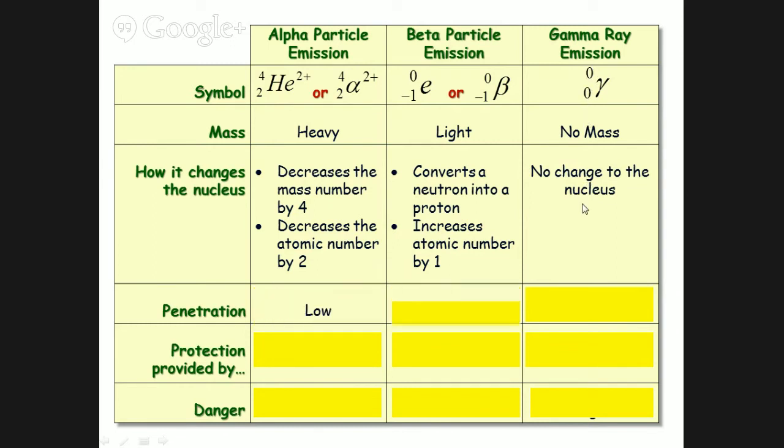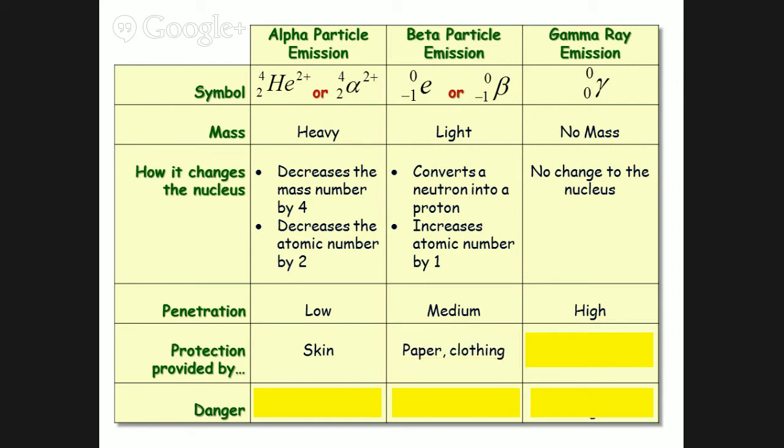Hence, both those are zeros. In terms of penetration, again, all we really care about is which ones penetrate the most, meaning can go through other things. Alpha particles being the biggest and heaviest have low penetration. Beta particles, modest penetration, and gamma rays pretty much go through everything. In terms of protection, your skin is pretty much enough to protect you from alpha particles. You could be damaged if you swallowed something that was sending off alpha particles, but otherwise you're pretty much okay.